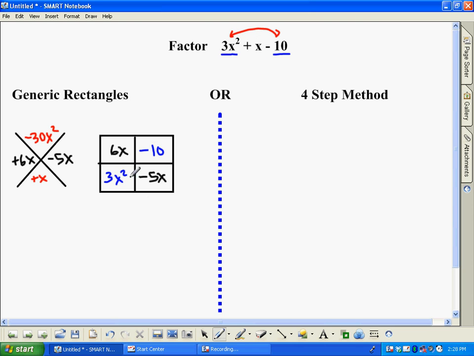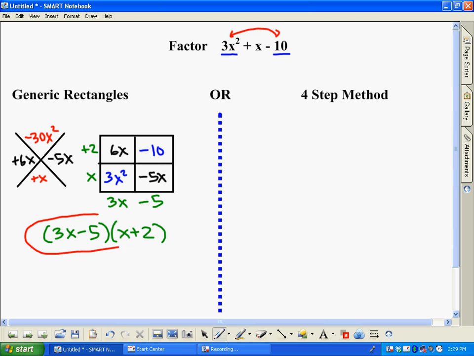If I look at 3x squared and negative 5x, these two along the bottom, what do they have in common? Well, they have an x in common, so I'm going to put an x right here. And then I say, well, x times something gives me 3x squared. Well, x times 3x, because 3x times x is this. Now, 3x times what gives me 6x? Well, that would be a positive 2. And then finally, x times what gives me negative 5x? Well, that would be a minus 5. So my answer for this problem is going to be 3x minus 5 in parentheses times the quantity x plus 2.